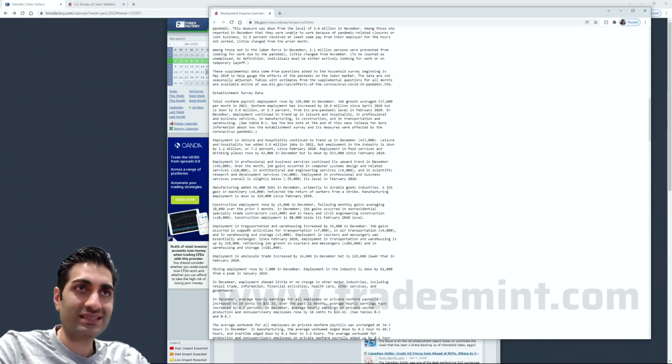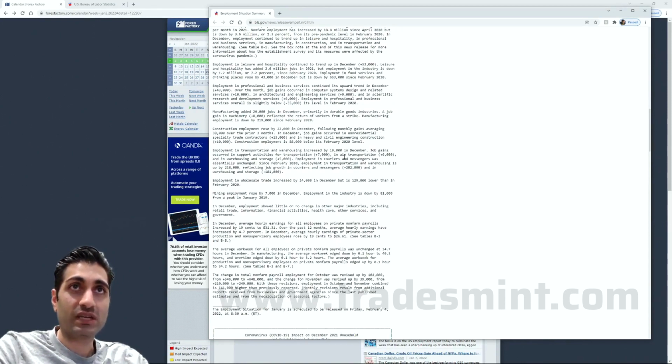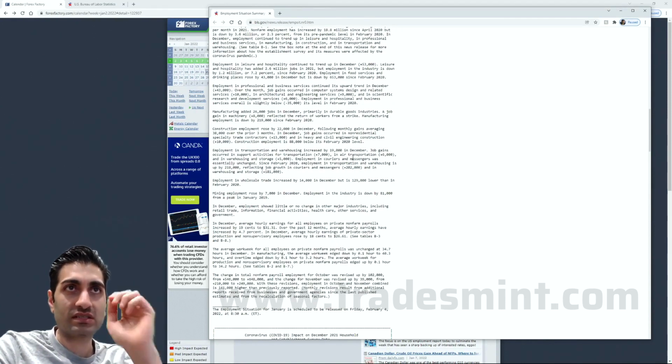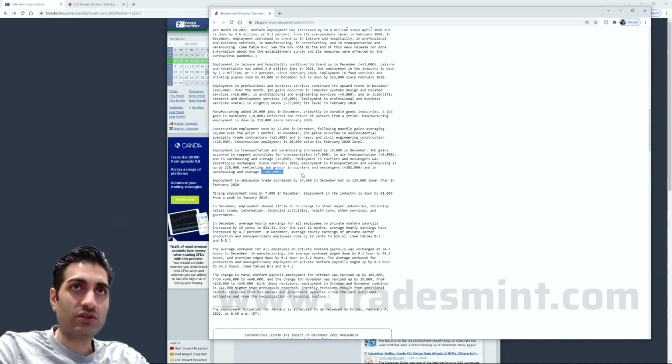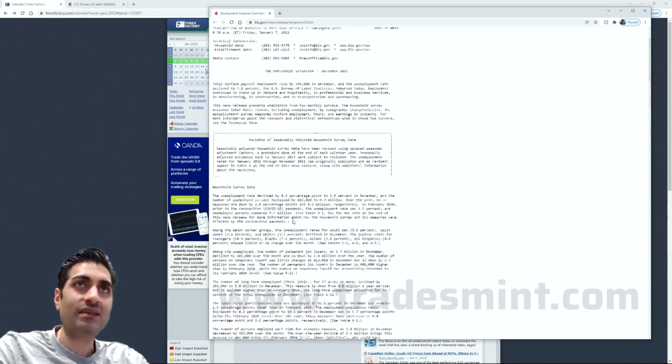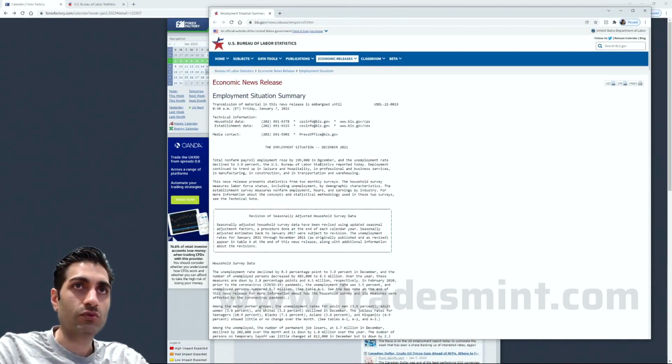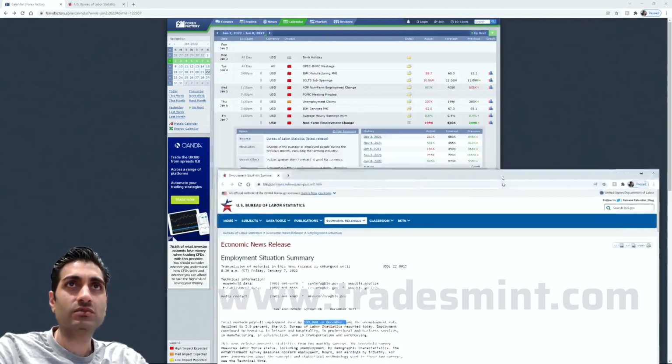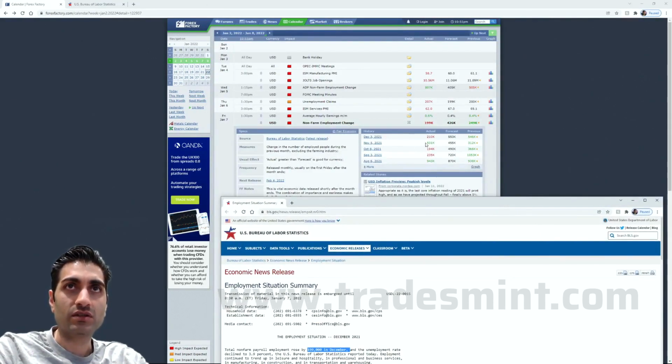You can see it. Job gains occurred in support activities for transportation, air transportation, plus 6,000. Plus 181,000 here, couriers and messengers, plus 202. There would have been some minuses as well, but the point is net, it all broke down to, what was it, 199? Yeah, 199,000, which you can see there, 199,000, okay?